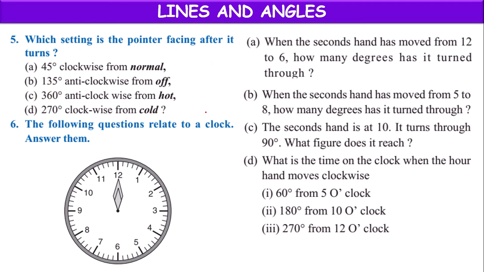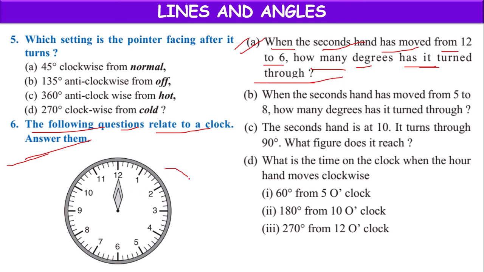Okay, children. Next. The following questions are related to clock. Answer them. Question A. When the seconds hand has moved from 12 to 6, how many degrees has it turned through? In a wall clock, the hands always move in clockwise direction. If they have not mentioned, we have to consider that it is moving in clockwise direction.